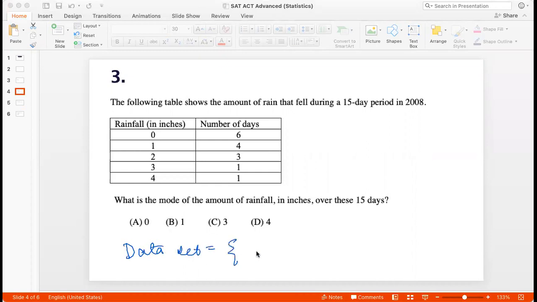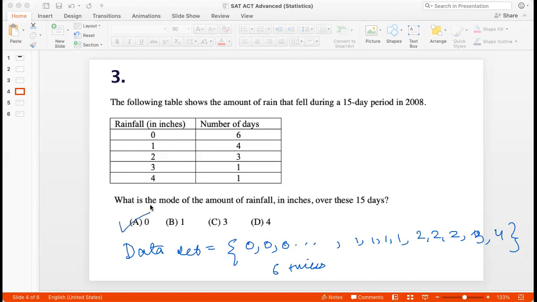as a list, then I have 0 occurring 6 times. There was no rain on 6 days. I have 1 occurring 4 times. I have 2 occurring 3 times. I have 3 once and I have 4 once, right? So I can see that the mode would definitely be 0 because that's the value that's most common. So the answer is option A.